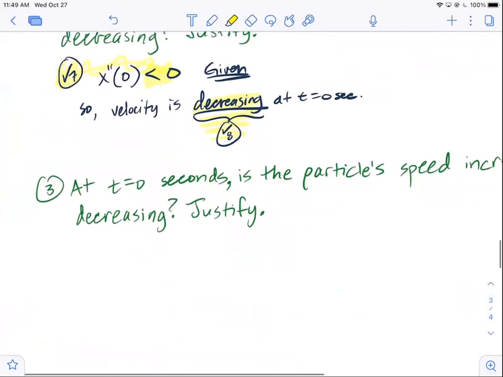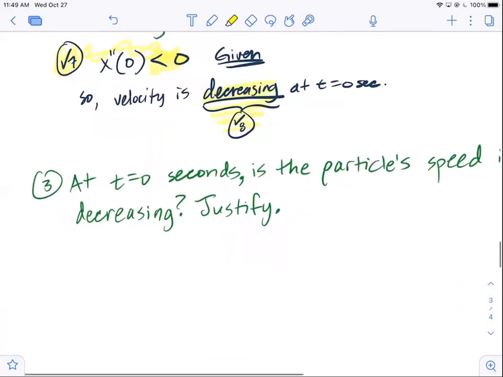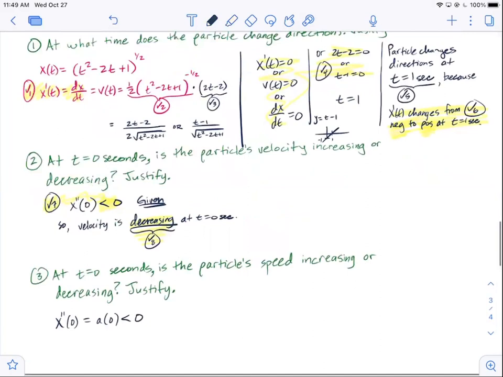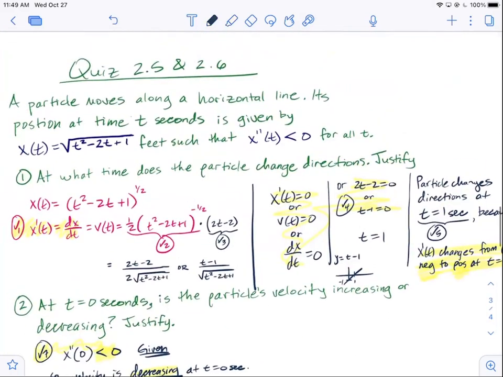All right. Now at t equals 0 seconds, is the speed increasing or decreasing? Well, we already know. Okay, this is from above. We already know that x double prime of 0, which if you wanted to call it the acceleration at 0, if you haven't already, you could do that. Now I just need to figure out what the velocity at 0 is. So you take your velocity equation from way up here.